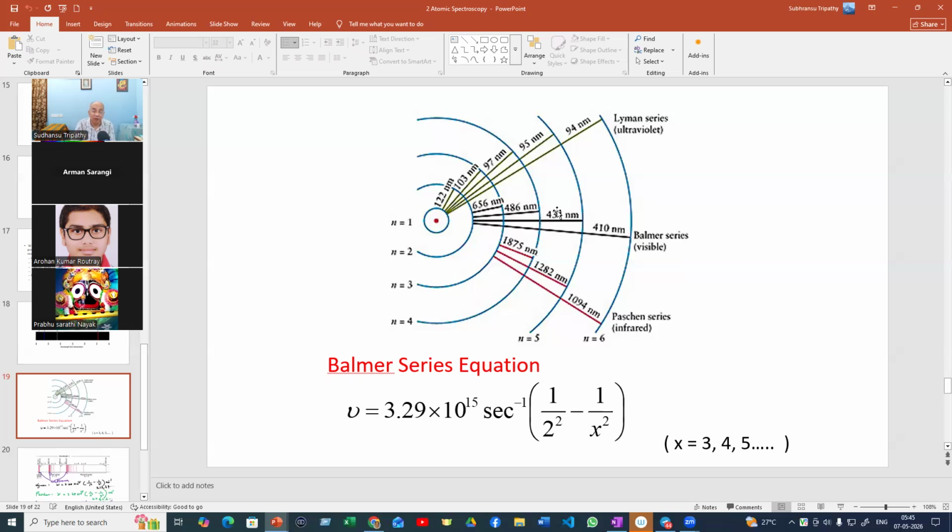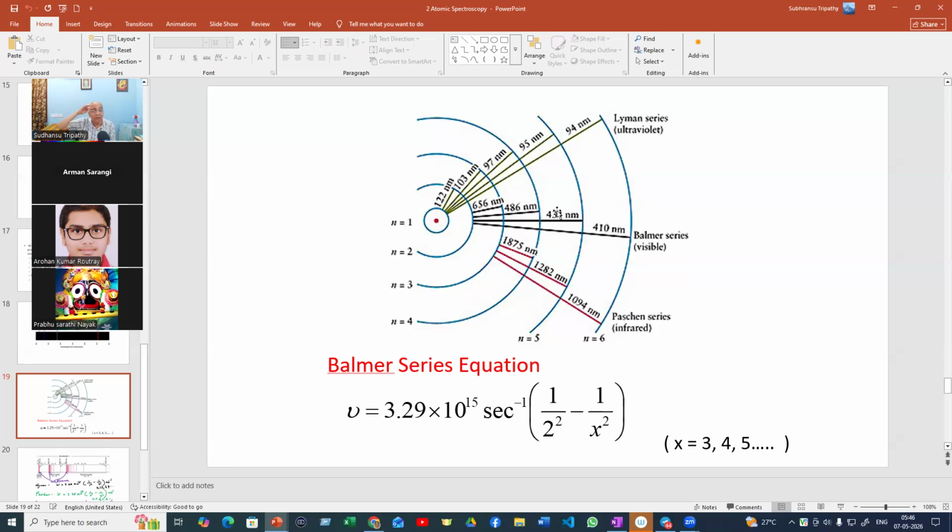Then after a few years, Pfund, P-F-U-N-D, I think the P will remain silent. Fund. He came and found another pattern in another part of IR, the higher part of IR. That is called the Pfund series, all culminating in the fifth cell, 6 to 5, 7 to 5, 8 to 5. So the same pattern.